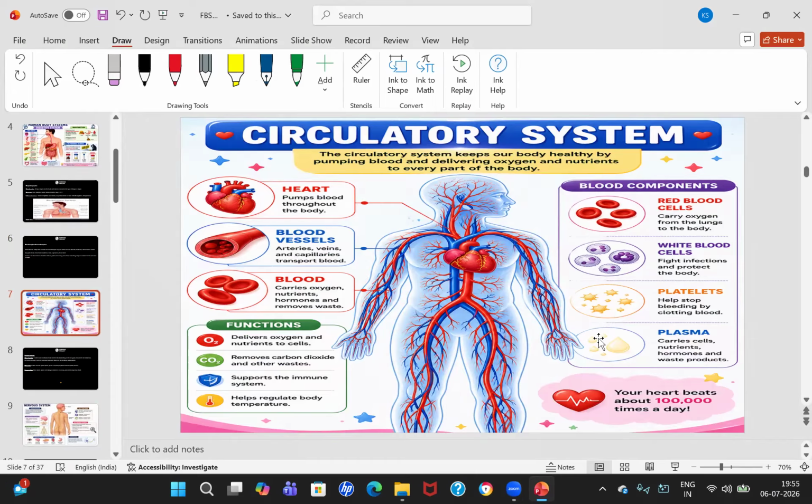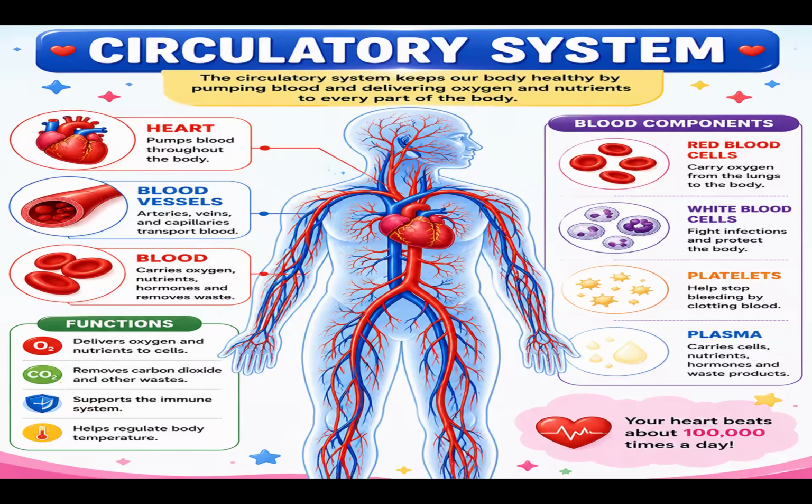So blood is a very vital evidence. In the circulatory system, mainly the heart pumps the blood to the entire body. The main composition of your blood is RBC, WBC, and platelets, and then we have plasma. Red blood cells carry the oxygen from the lungs to the body. White blood cells help in fighting infections and protecting our body. Basically, they are the soldiers of our body. And platelets help in clotting of your blood.